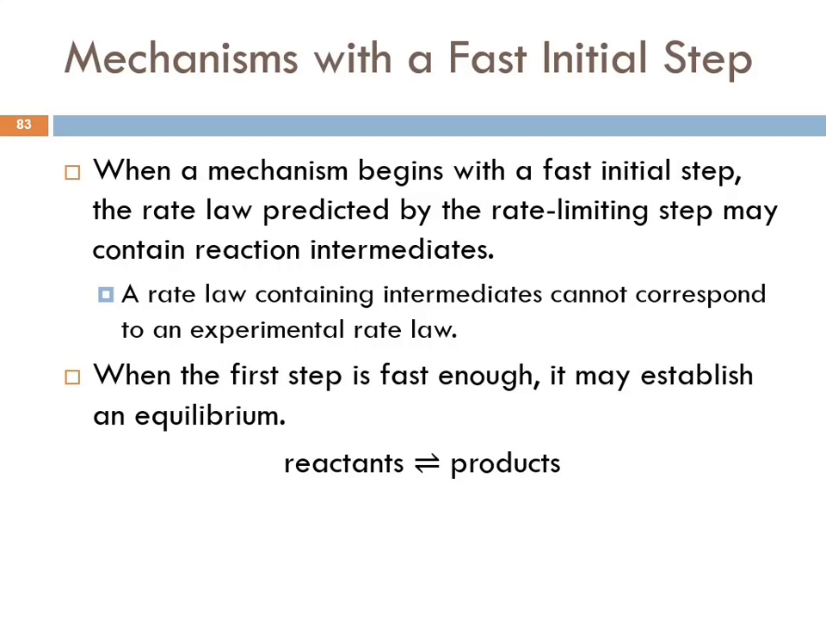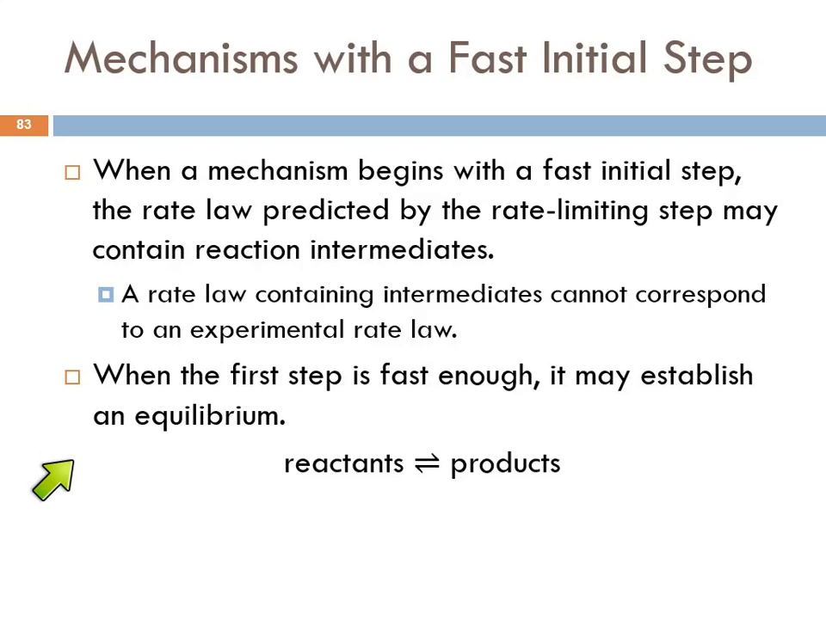So that reaction that we looked at, the first step was slow and was the rate limiting step. What if the first step is fast? If the first step is fast, then the rate limiting step is probably going to contain those reaction intermediates. And that's kind of a problem because then the rate law with those intermediates is not going to correspond to the experimental rate law.